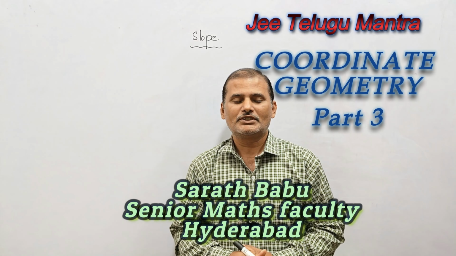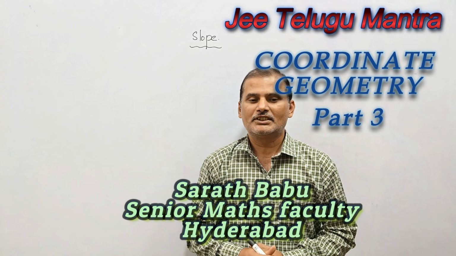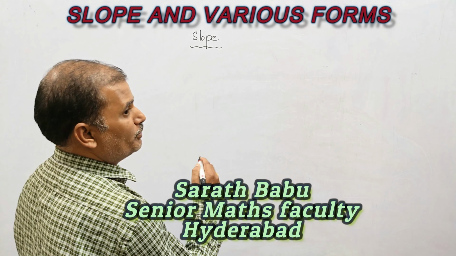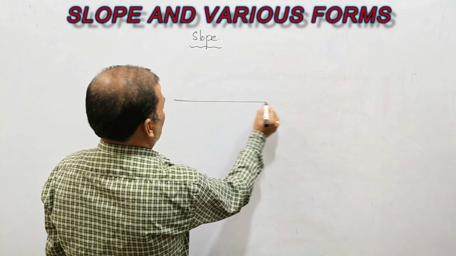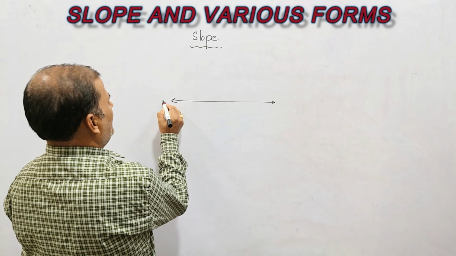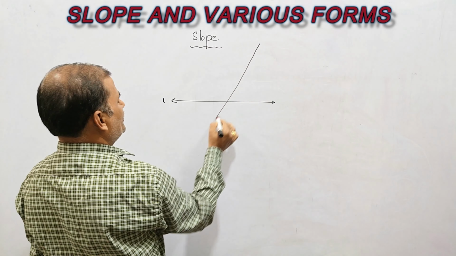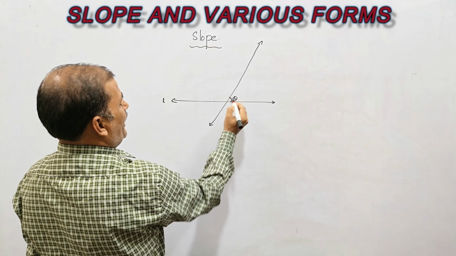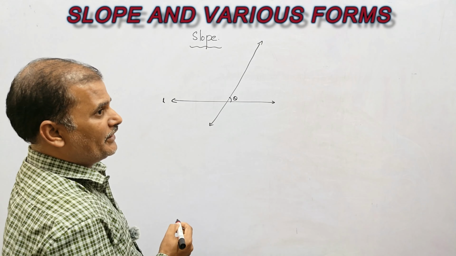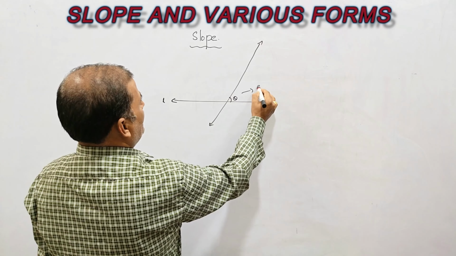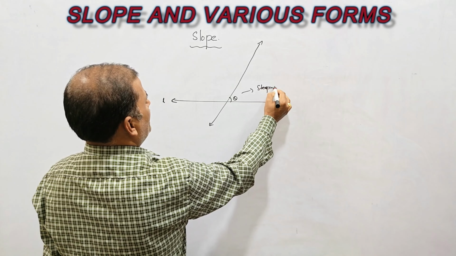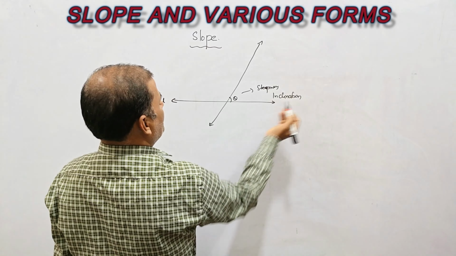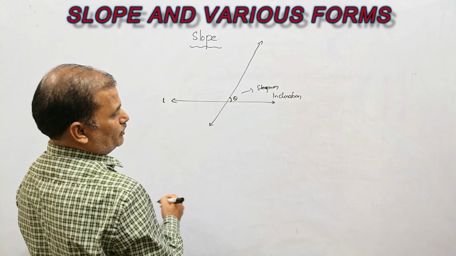Now, today we discuss the slope concept and various forms of slope. First of all, we discuss the slope definition. Here a line L cuts the x-axis in the anti-clockwise direction and makes an angle theta. That is called steepness or inclination. This is called the slope.